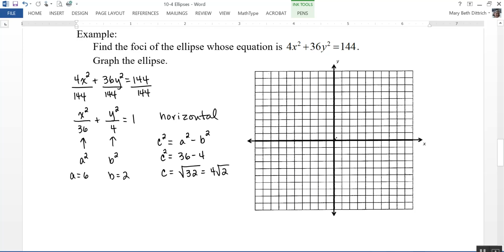So I know I'm centered at the origin. A is 6, so I'm going to go out 6 this direction, and 6 this direction. And b is 2, so up and down 2. Graph that, connect those points, try to make it look as oval as possible. Now my foci are going to be on this major axis here, so those are going to be the x-coordinates. So I will go 4 square root of 2 units this way, and 4 square root of 2 units this way, so that's going to be positive or negative 4 square root of 2, comma 0. And those are my foci.